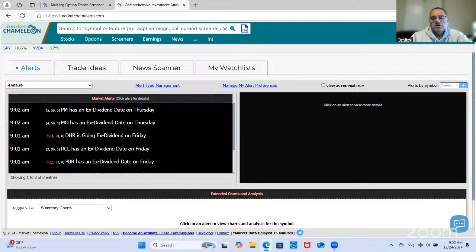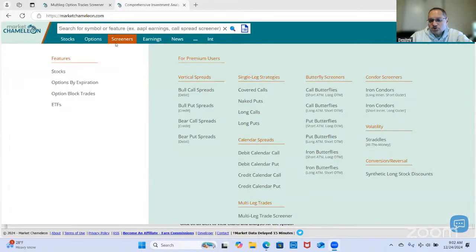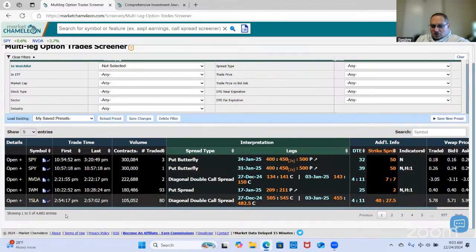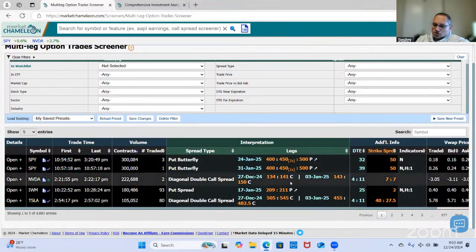So to find that screener, if you go on the top menu, click on screeners and go to this multi-leg trade screener down here, click on that, and you will open up this particular page. And what you will see here is filters above, and then below we get this table, and you can see there are over 4,800 items here. You could tab through it, filter, sort.